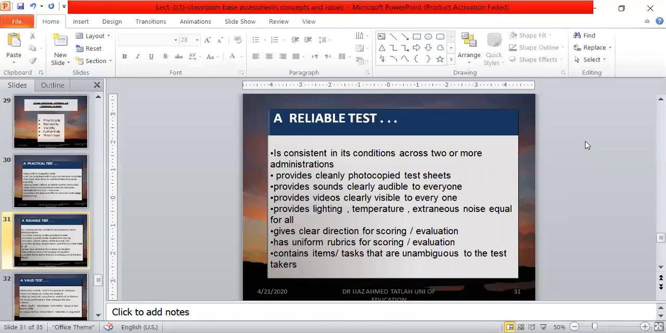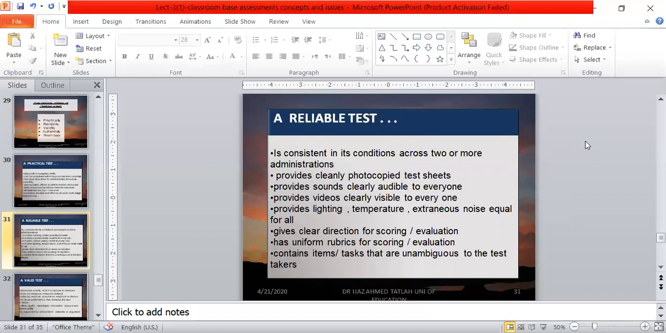It provides lighting, temperature, and extraneous noise equal for all. It's very necessary to understand this sentence. Impairment in light, temperature, and noise, if there is any, it is equal for all persons.